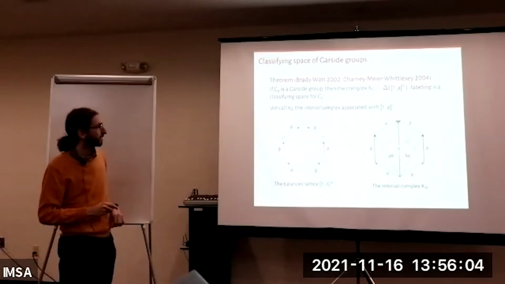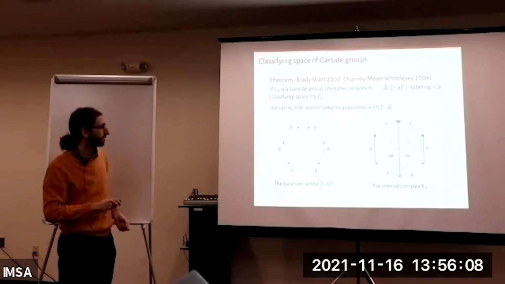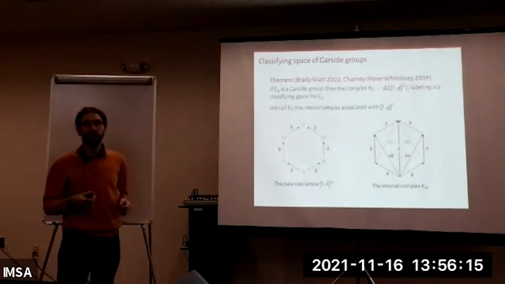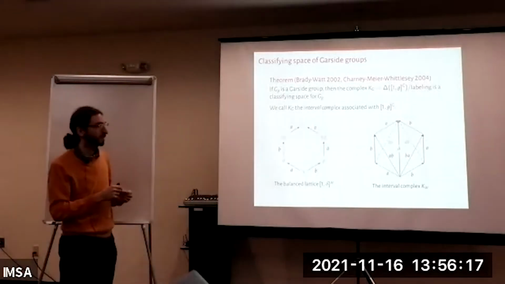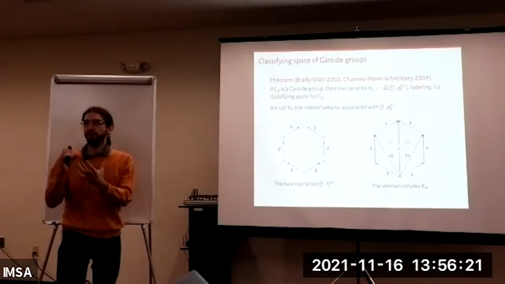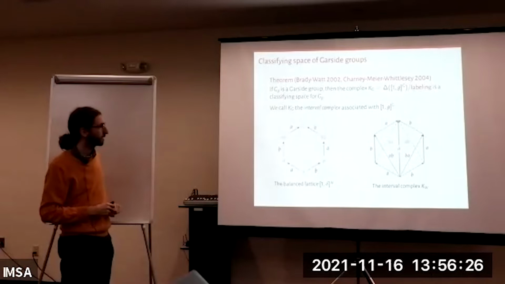You can take the order complex of the interval on the left and quotient it, identify faces based on the labeling, essentially, so that the simplices are indexed by partial factorizations of elements in the interval. Okay.